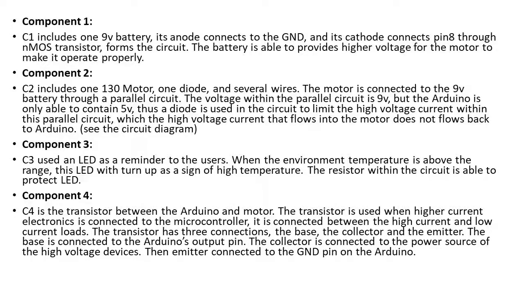The transistor has three connections: the base, the collector, and the emitter. The base is connected to the Arduino output pin. The collector is connected to the power source of the high voltage device. Then the emitter is connected to the GND pin on the Arduino.